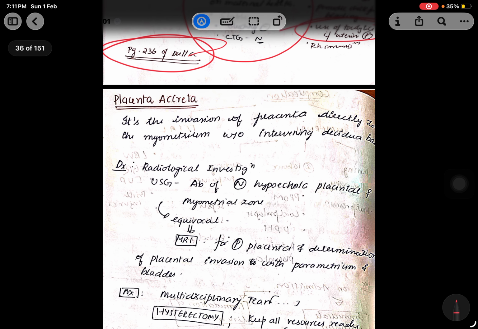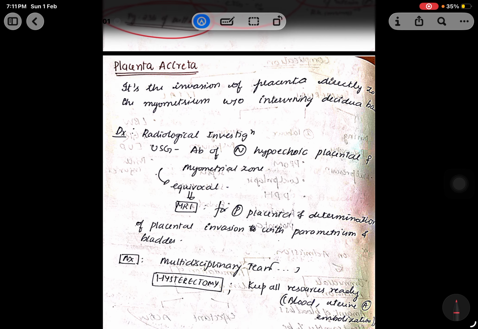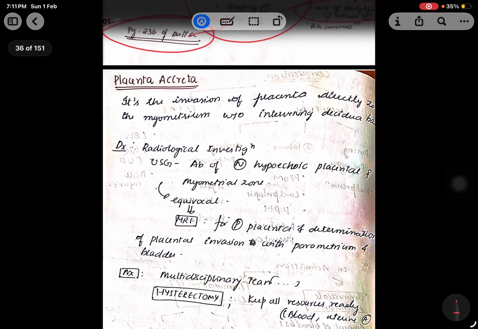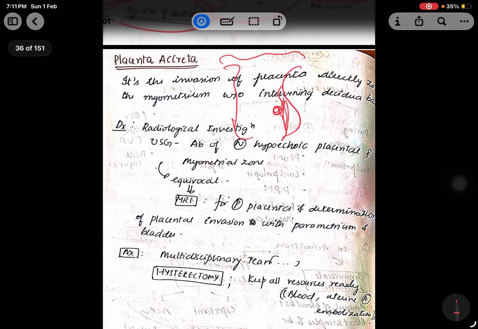Placenta accreta. So what is placenta accreta? Again, if it is painful, then it's an abruption thing. That's how simply you can remember the difference. Placenta accreta is the condition, I'm so sorry, where placenta has to be always attached to the endometrium part of it. But if it attaches to the myometrium, whenever placenta invades, it is called placenta accreta.